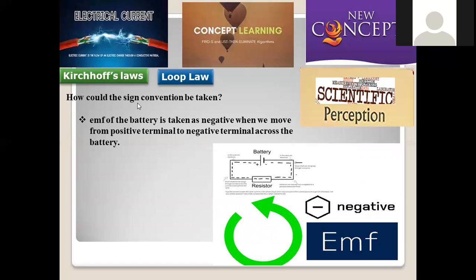Now, how can the sign convention be taken? Here, for the sign convention, can we give a negative sign or a positive sign? Let us see what the conditions are in order to assign the signs. The EMF of the battery is taken as negative when we are moving from the positive terminal to the negative terminal across the battery. This is a kind of system where a circuit was made, and here is the battery, and the battery is connected with conducting material at the two ends.